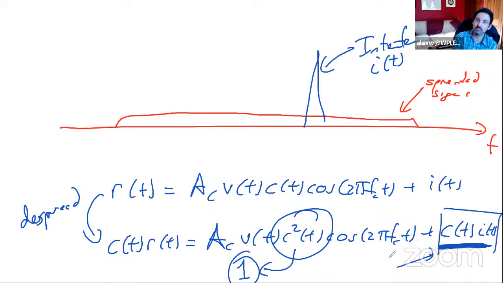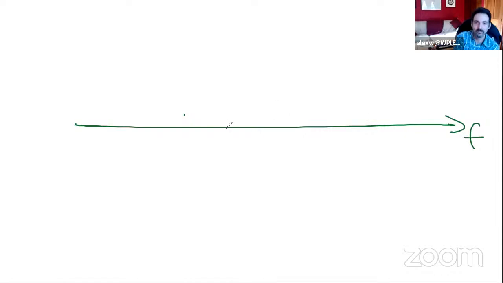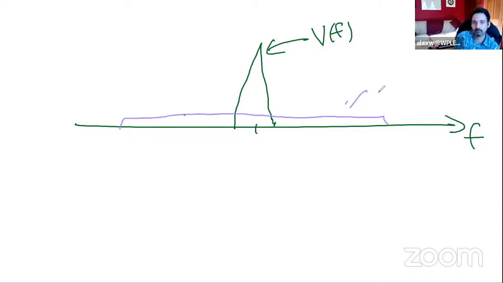What's happening there? I'm spreading my interference signal. Let's look at it. When I despread, this is my despread signal. And as for my interference, that's a spread version of it. So that's my interference signal, spread.